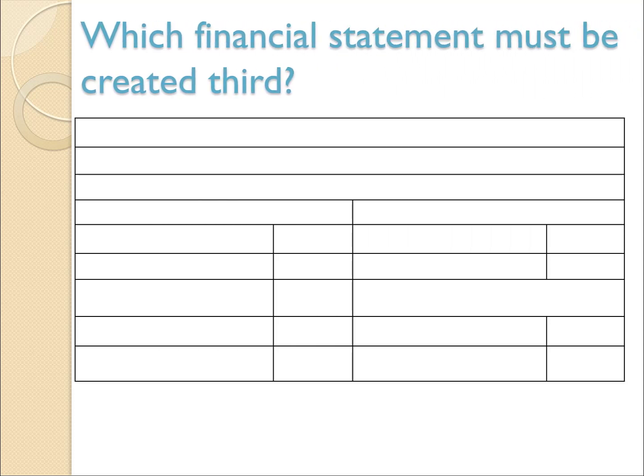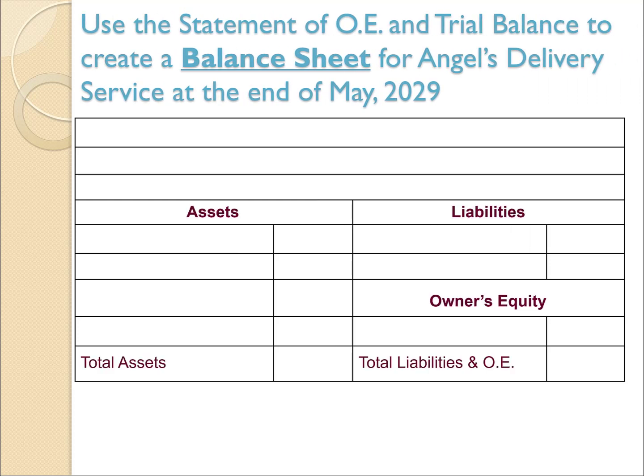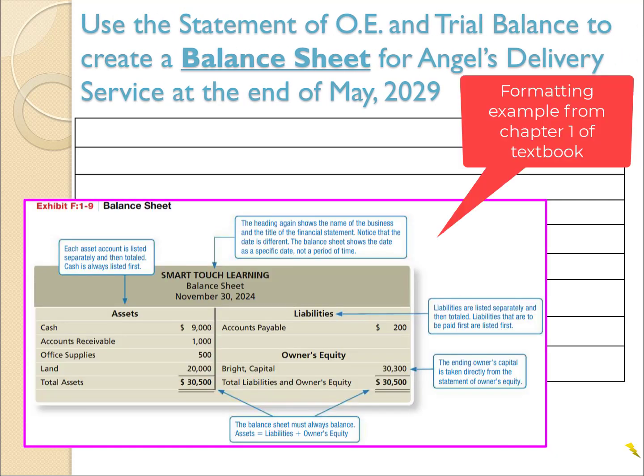In the previous two assignments, we first created an income statement, and then we created the statement of owner's equity. So which financial statement must be created third? Of course, it's the balance sheet. So we're going to use the statement of owner's equity and the trial balance to create a balance sheet for Angel's Delivery Service at the end of May 2029.